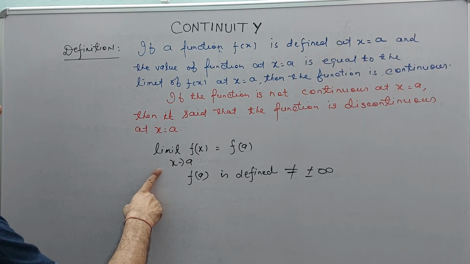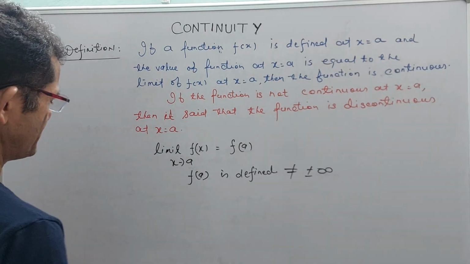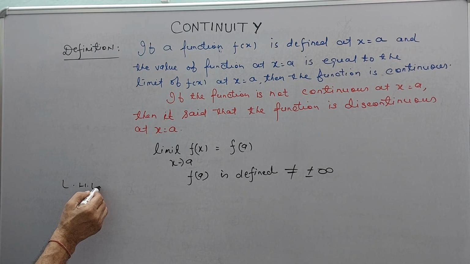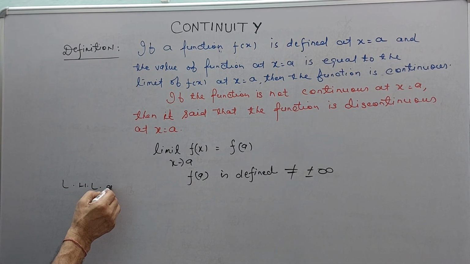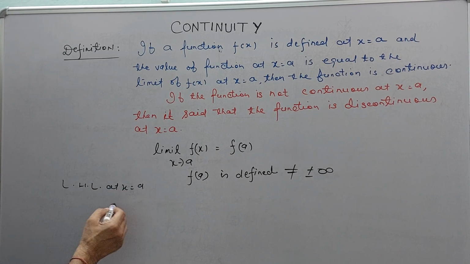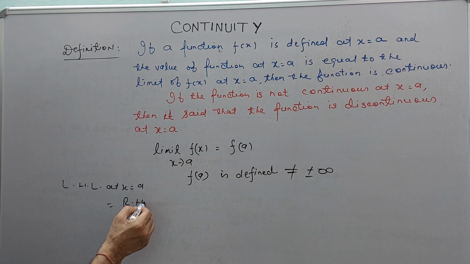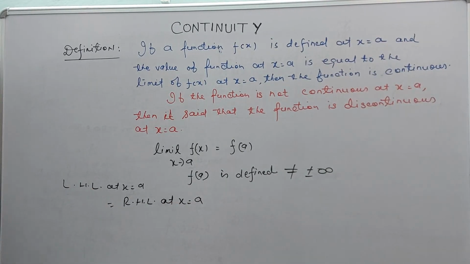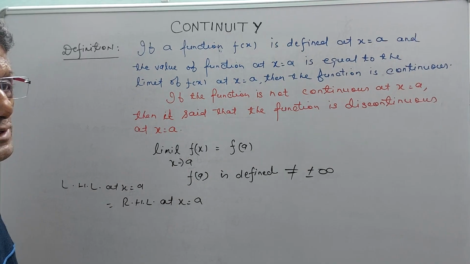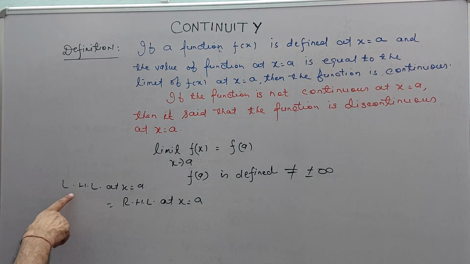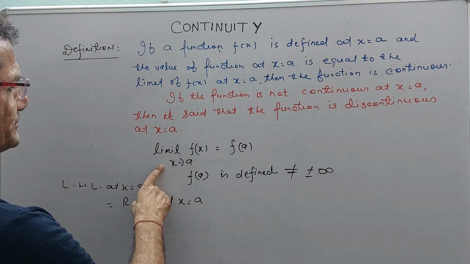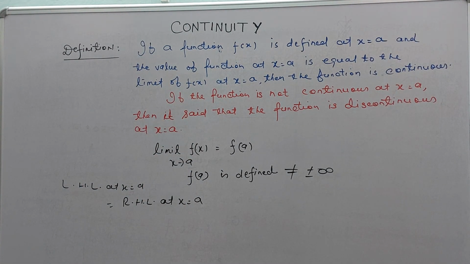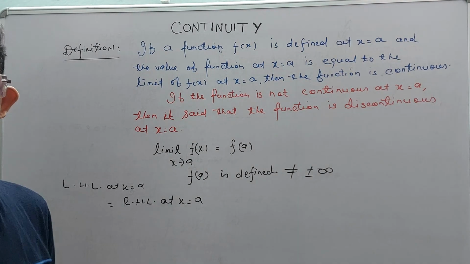So this is the limiting value. We know that if this is the limit value, the left hand limit is equal to the right hand limit. Both limits are included here. The left hand limit at x equal to a is equal to the right hand limit at x equal to a, and the value should not be plus or minus infinite. So both limits are included here. So this is one definition, and now we define the second definition.